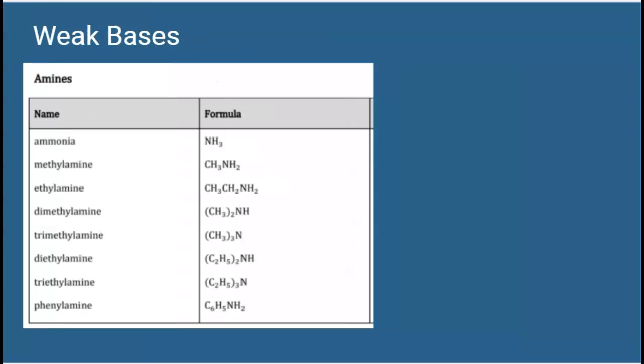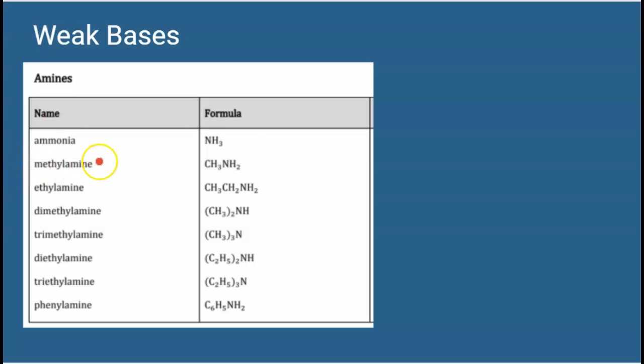With weak bases, these are similar in concept to the weak acids. They do not dissociate fully, or they don't fully give the concentration of ions when they initially dissociate, as your strong bases would do. So I'm going to show you what these look like. We generally will work with the weak bases, the amines.